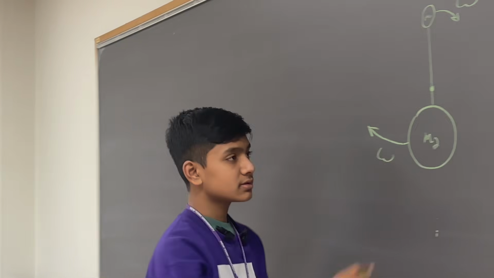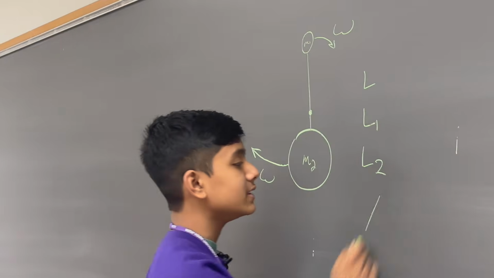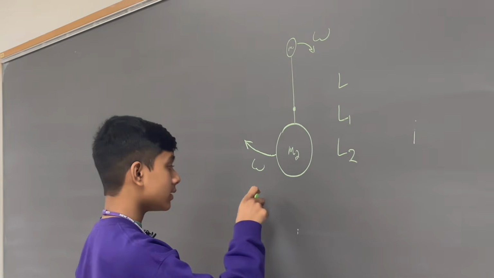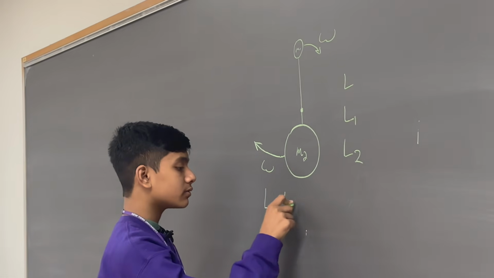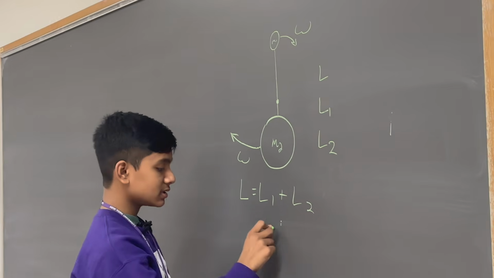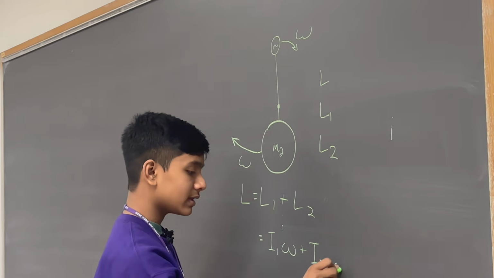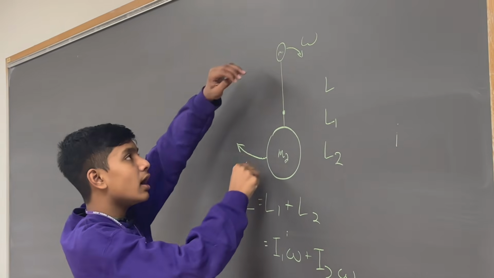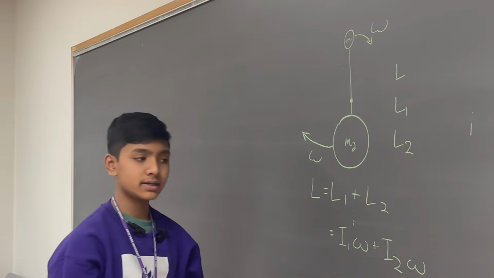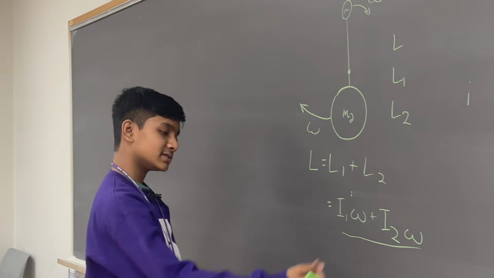So, let's look at the angular momentums of each of these guys. The total angular momentum is the sum of the two individual angular momentums. The first one is I1 omega, and the second one is I2 omega. They have the same angular velocity, otherwise they would eventually bump into each other and our system would be ruined. So, we have this, right?